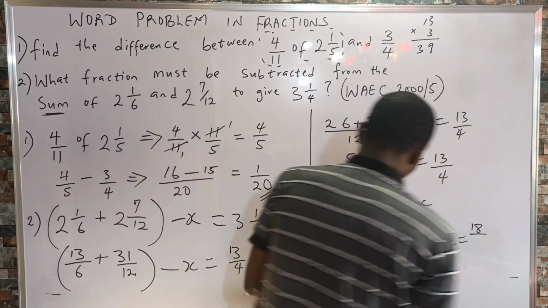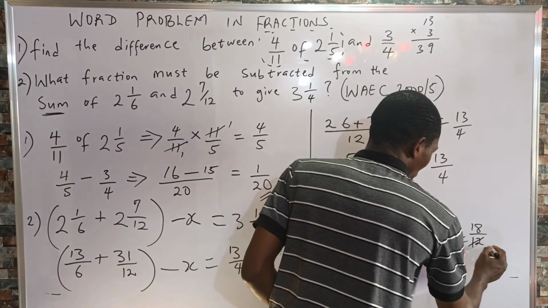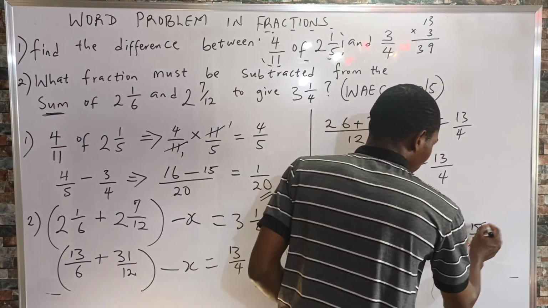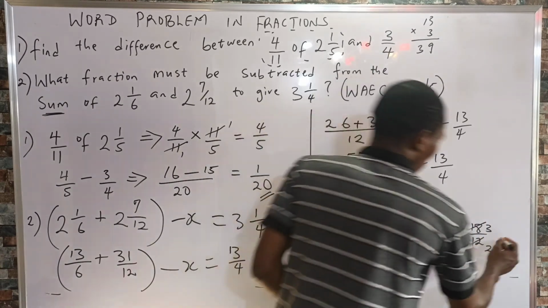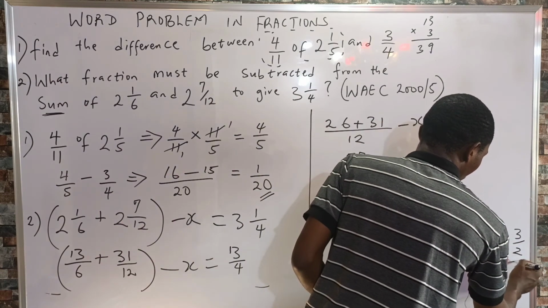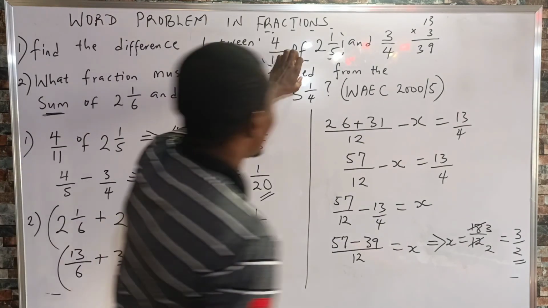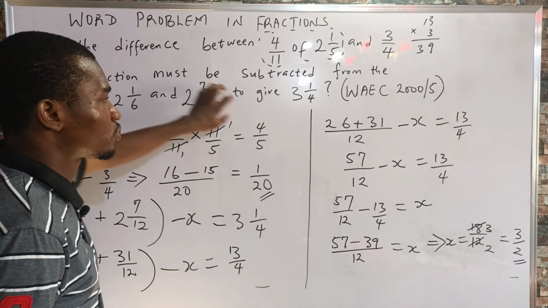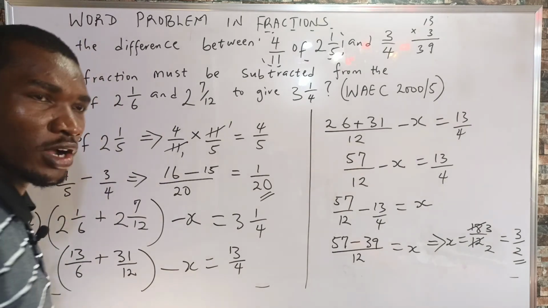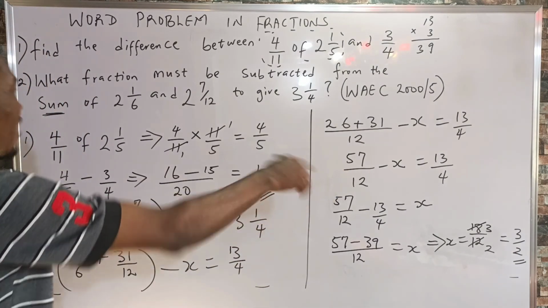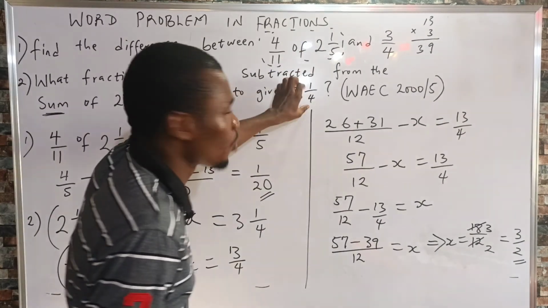So we have 18 all over 12. And of course, if we divide 12 by 6, we have 2. And if we divide 18 by 6, we have 3, because there are 3 sixes in 18. So our answer is 3 all over 2. So here is our answer. The fraction that must be subtracted from the sum of these two values to give this value is 3 over 2. If you want to check if you are correct, take 3 over 2 and subtract it from these two values. It will give you 3 whole number 1 over 4.